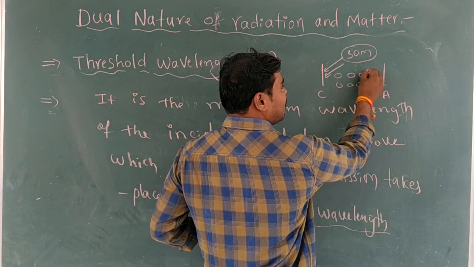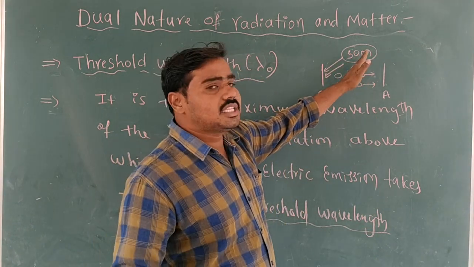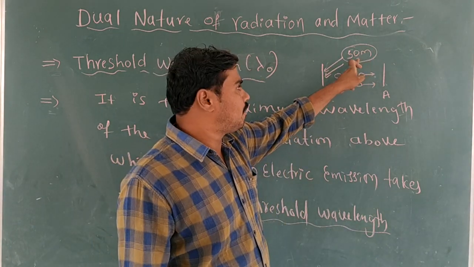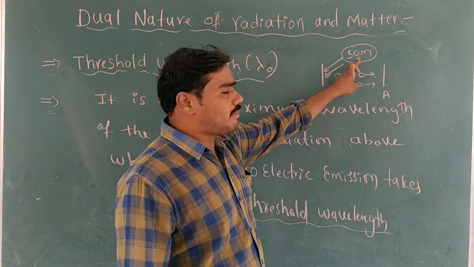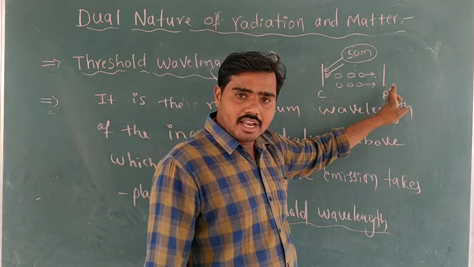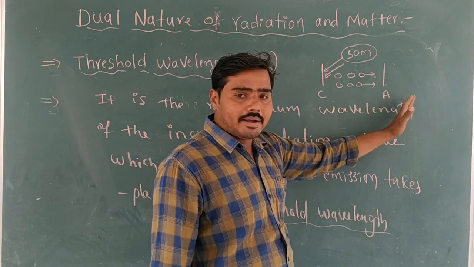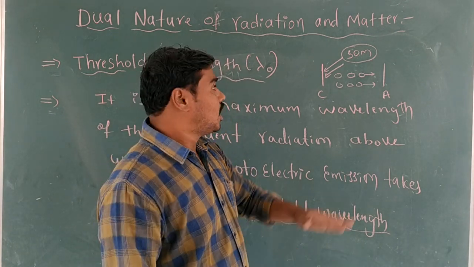I am considering only 50 meter. It is a maximum wavelength. Example, I am giving an example. When the 50 meter wavelength of the incident radiation, which is the maximum, is incident on the cathode plate, electrons are liberated. When electrons are liberated from the cathode plate, it means photoelectric emission takes place.